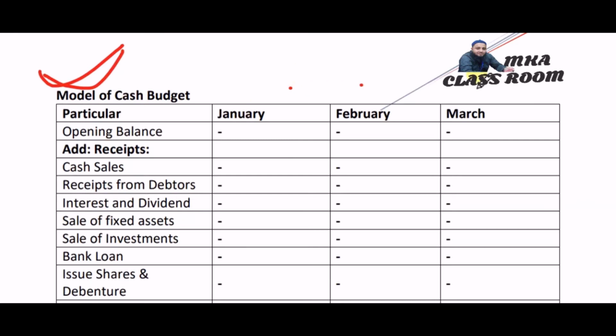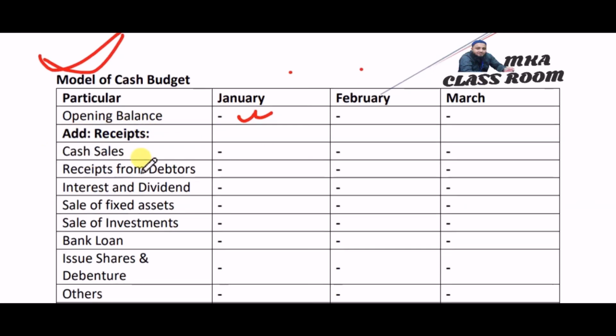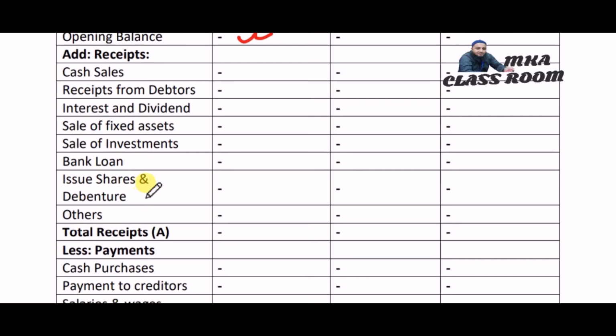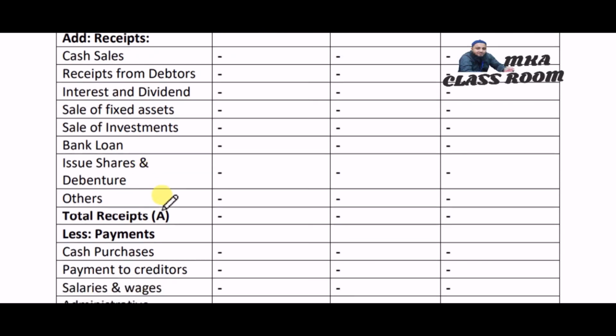This is for the months January, February, March. Particulars: opening balance, that means the balance held at the end of the last month of the previous year, December. December's closing balance should be carried in here as January's opening balance. Then add to this balance the receipts: cash sales, receipts from debtors, interest and dividends, sales of fixed assets, sales of inventories, bank loan, issue of shares and debentures, others.